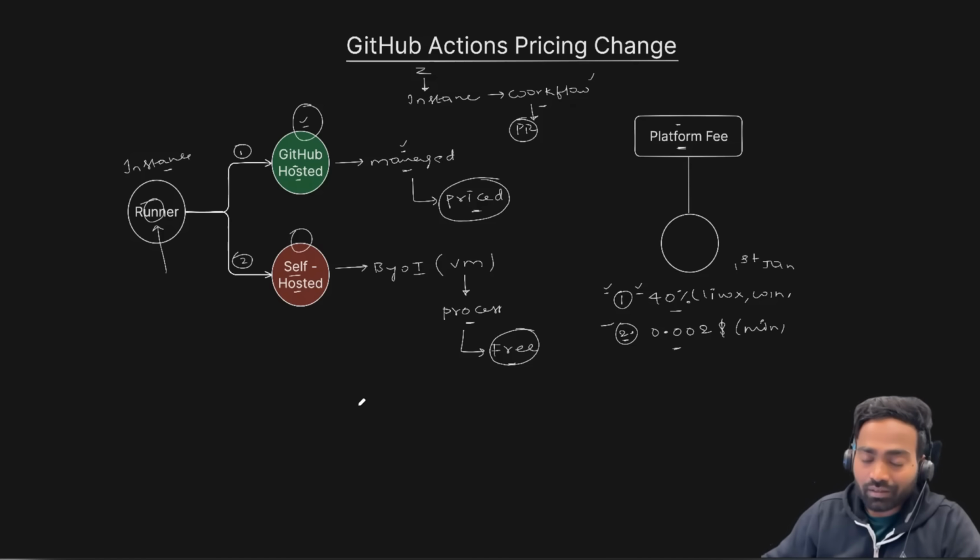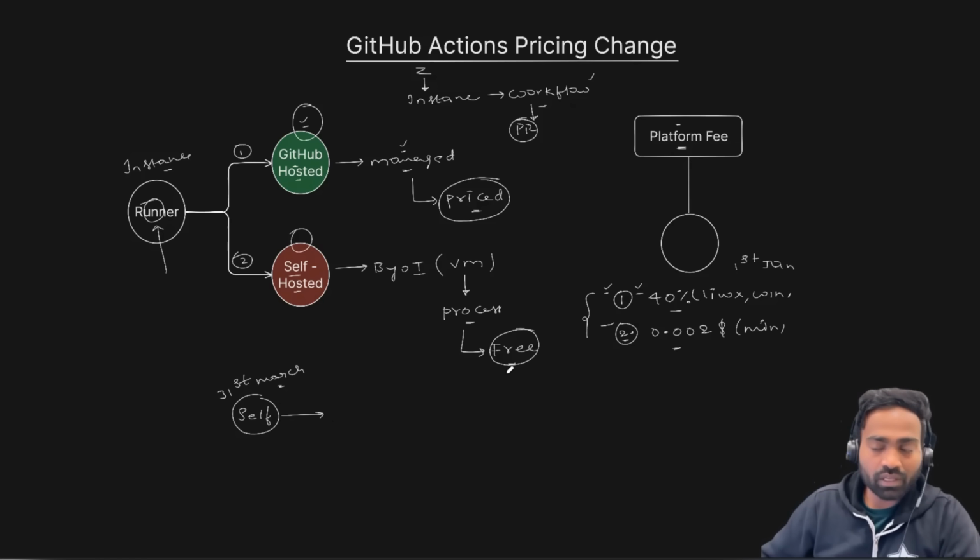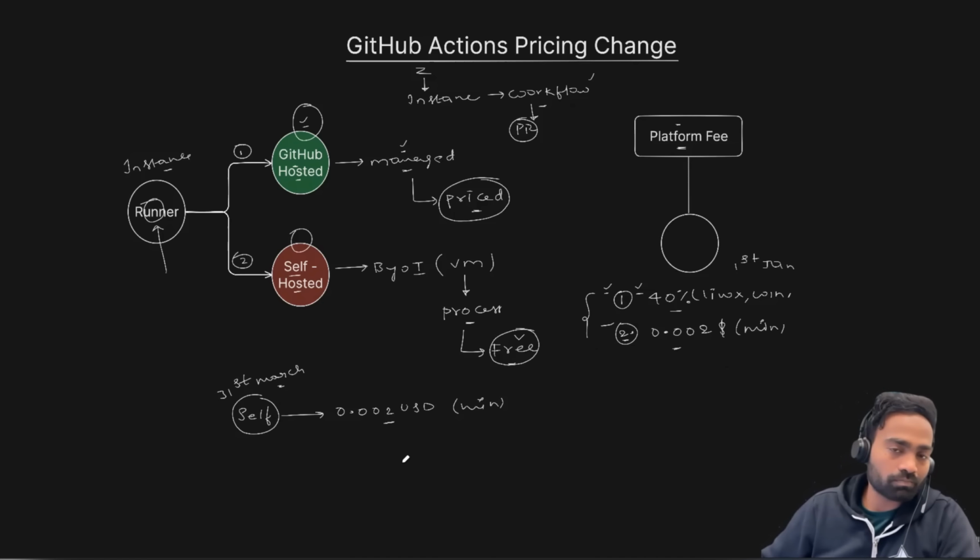Now, what does that mean? Let's write for self-hosted runners. Okay. For self-hosted runners, this means, considering both of these points, from 2026, which is technically 31st of March for self-hosted runners, the thing is that previously it was free, but from now, this will be 0.002 US dollars for every minute of execution.